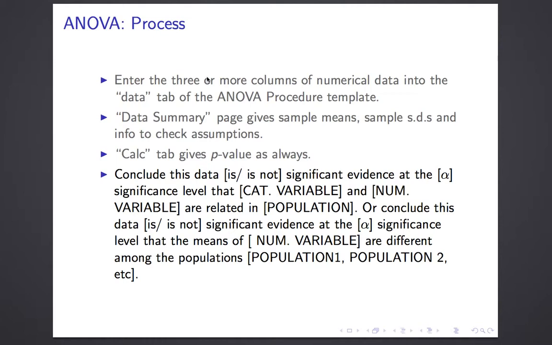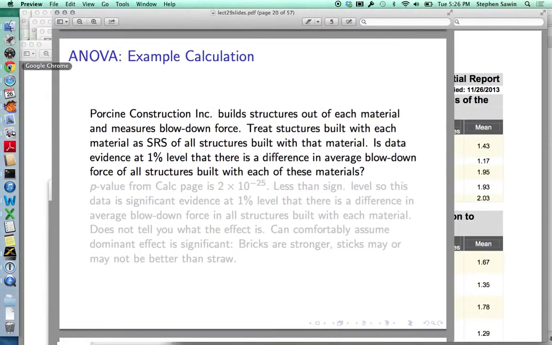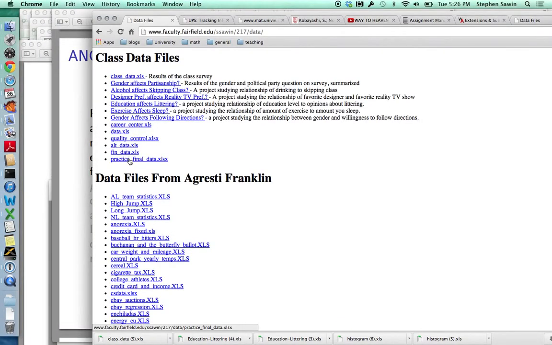A second way to say this is the data is or is not significant at the alpha significance level, that the means of the numerical variable are different among the populations straw, sticks, and bricks, or whatever your populations are. Alright, so here's a reminder of what the setup is. So we're going to go and download that data and enter it into the procedure. Let's see how that works.